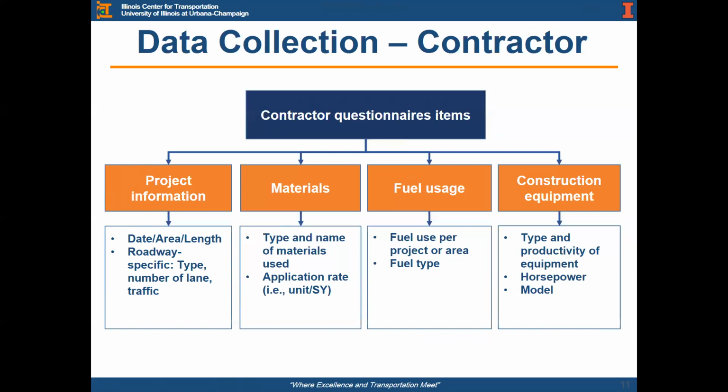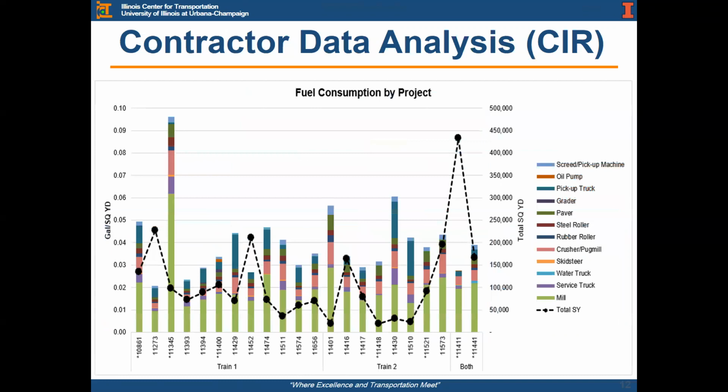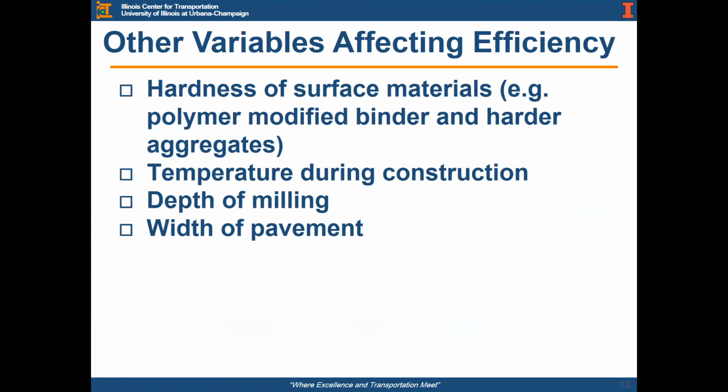very helpful to understand what parameters affect the most the fuel efficiency during the construction stage. So here is an example from cold in-place recycling data that we got from a contractor. And clearly, the milling operation, which is in green, contributes the most to the fuel consumption during the construction stage. But other variables also affect the efficiency, including the hardness of surface materials, the temperature during construction, depth of milling, and width of pavement.